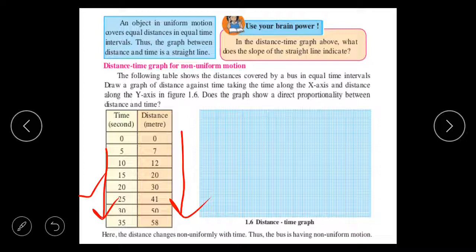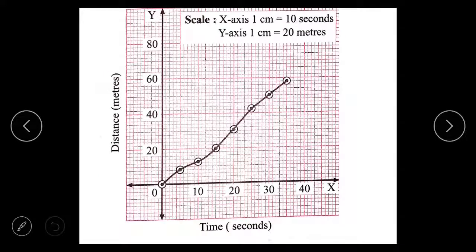Now if you try to plot the distance time graph for this kind of motion, what will we get? Again, on the x-axis there is time, on the y-axis there is distance. We will plot the points, and if we join the points you will find that it is not a straight line, it moves like a curve. It is a curved line. So in this way we can say that it is a non-uniform motion because it is not a straight line.